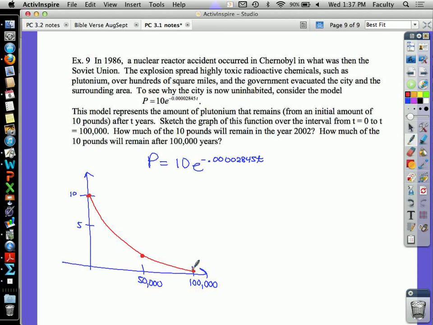All right, so now it asks us the question, how much of the 10 pounds will remain in the year 2002? Well, what do you need to figure out in order to do that? How much time has passed? So how many years has passed from 1986 to 2002? 16 years, okay? So enter that in your calculator then, 10e to the negative 0.00002845 times 16. Make sure the exponent, if you have an older calculator, is in a parenthesis. Otherwise you're going to get the wrong answer.